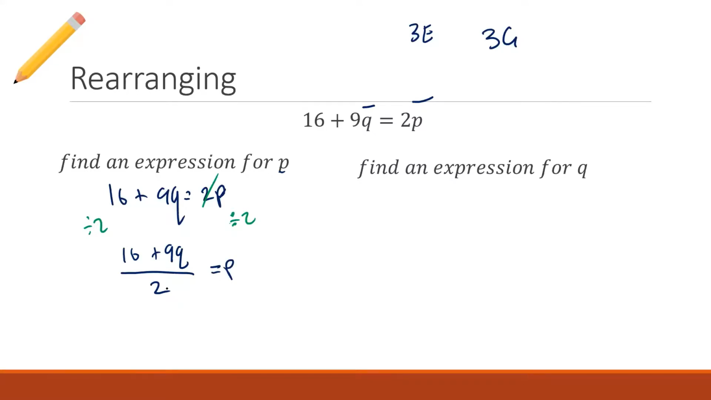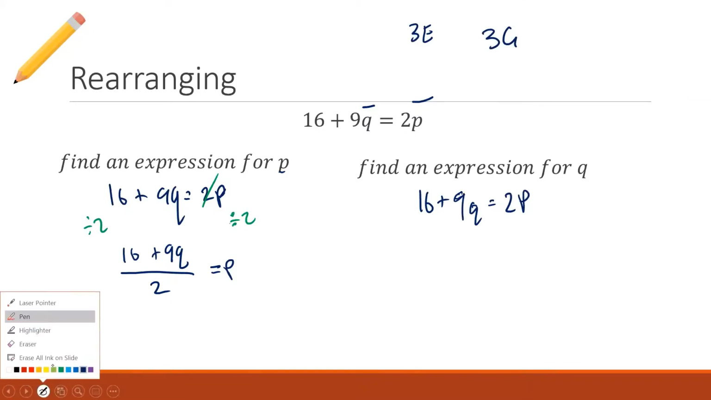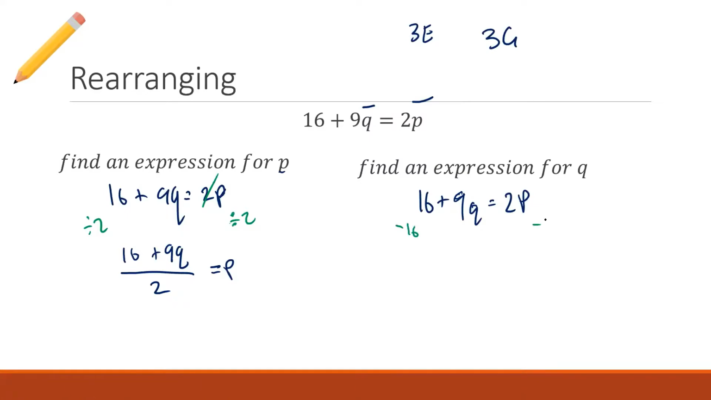Now I could have done 16 divided by 2 is 4 plus 9 over 2Q, but I'm not going to make it difficult for myself. I'm just going to write down this. That's it. That's done. The other side, making an equation for Q is a little bit more challenging. The first thing again is on this side of the equation, we have a 16. So let's get rid of that 16 first by minusing 16 on both sides. That gives me 9Q equals 2P minus 16.